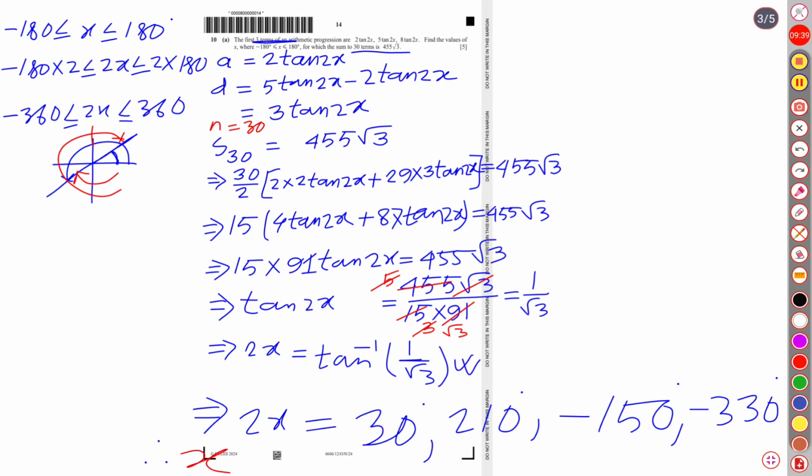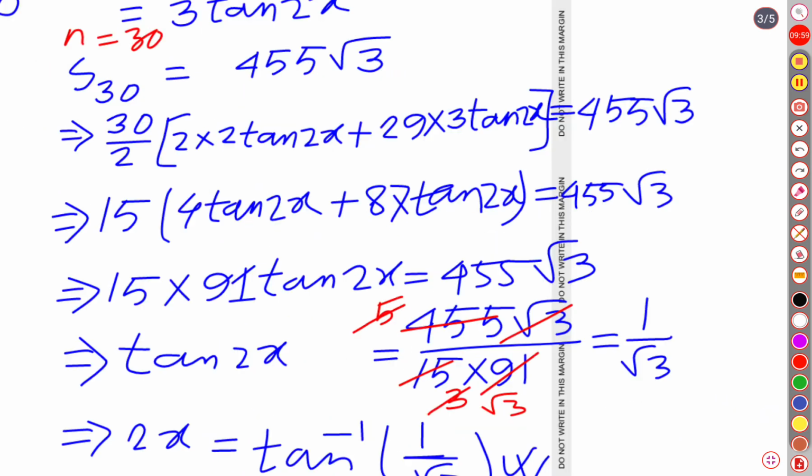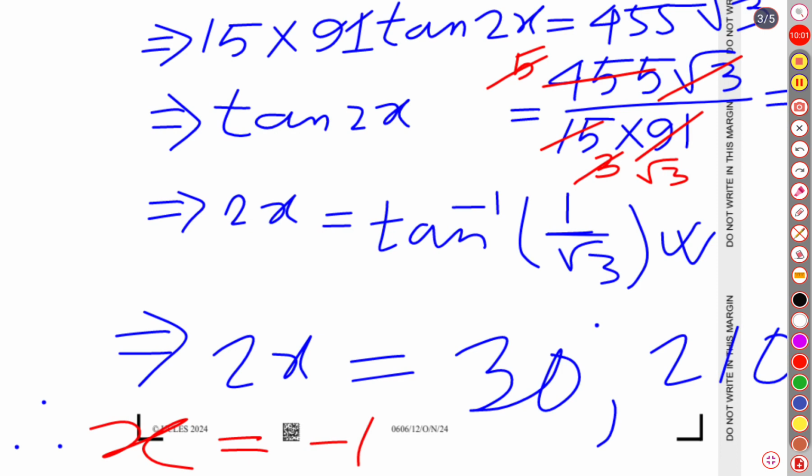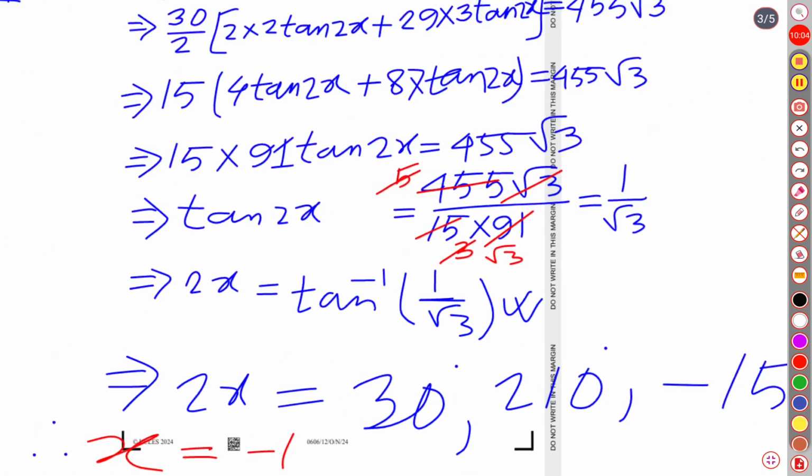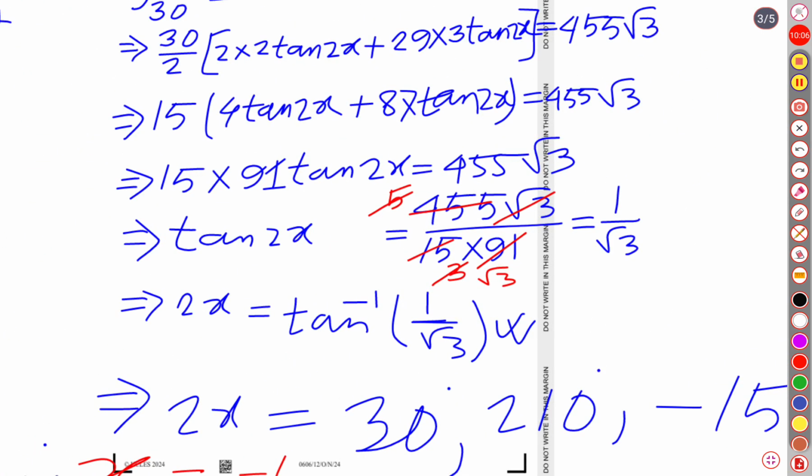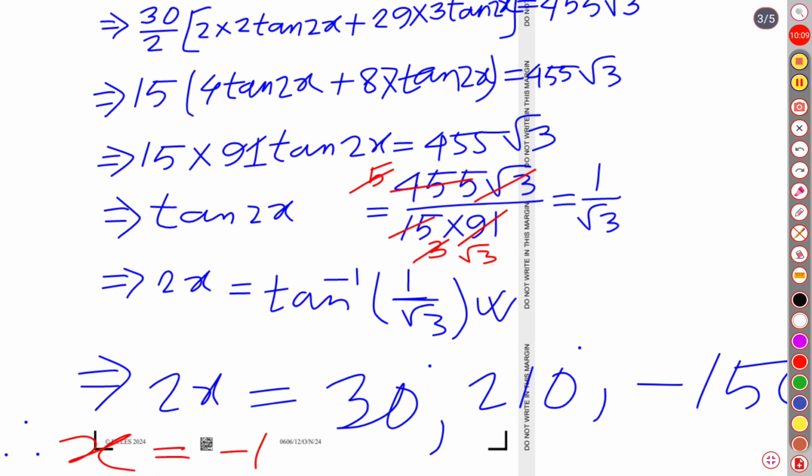Hence our x will be, if we divide each of the angles by 2, let us start from the smallest one, negative 330. If we divide 330 by 2, it is going to be 165, so negative 165 degree is the first value. Okay, this is the least value.